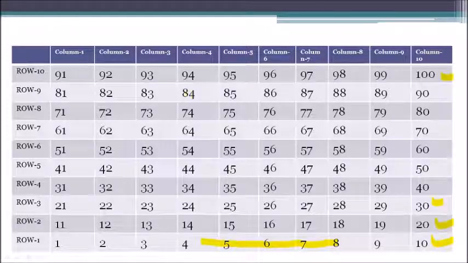And in case of upward to downward, it is called column. So in this case, this one is column 1, this one is column 2, this one is column 3. Like this it will continue up to column 10.